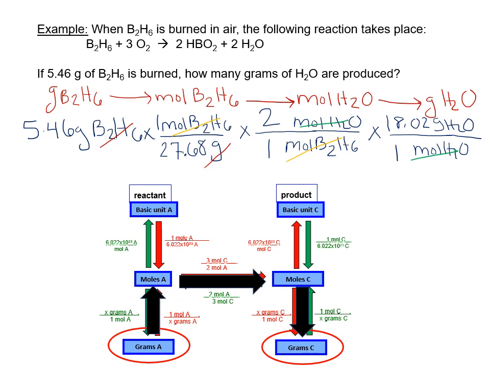So I plug this into my calculator: 5.46 divided by 27.68 times 2 times 18.02. My answer should have 3 significant figures because 5.46 has 3 sig figs. So this gives me 7.11 grams of water. And that's my final answer. That's how much water is produced in this reaction.